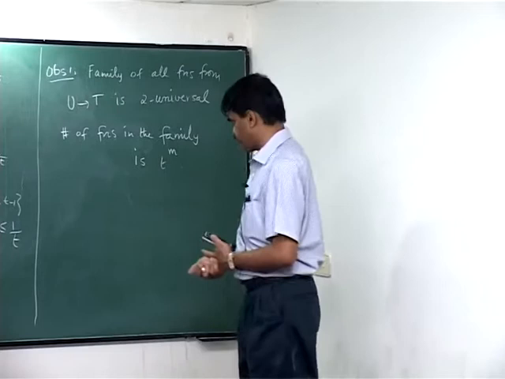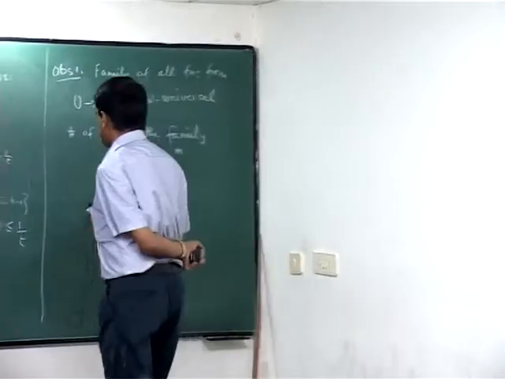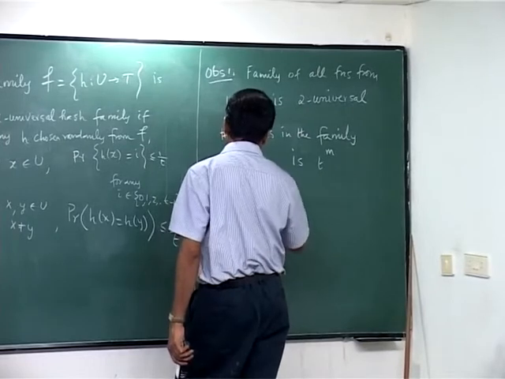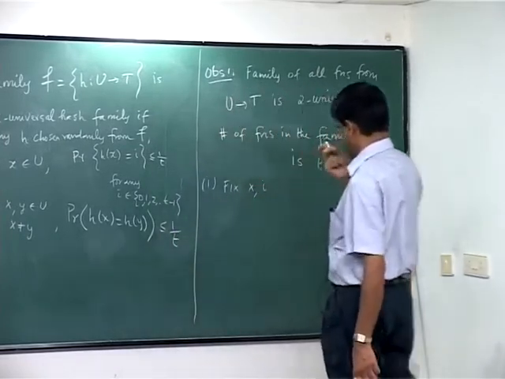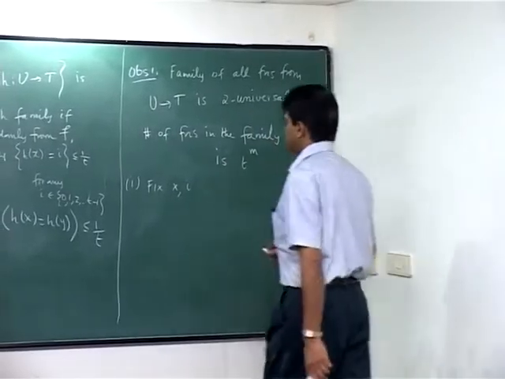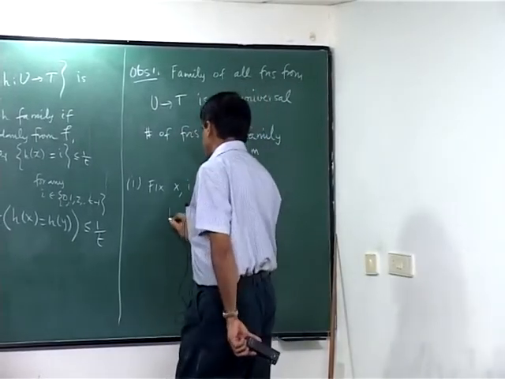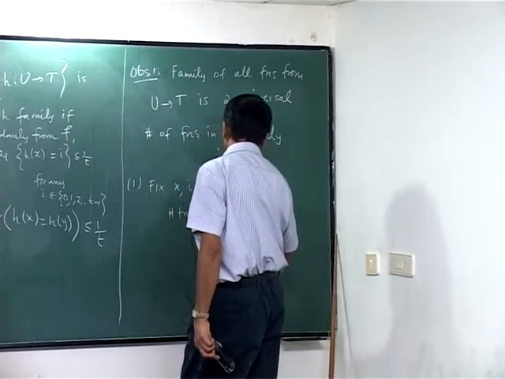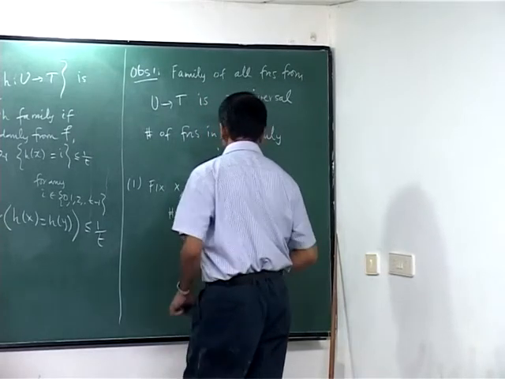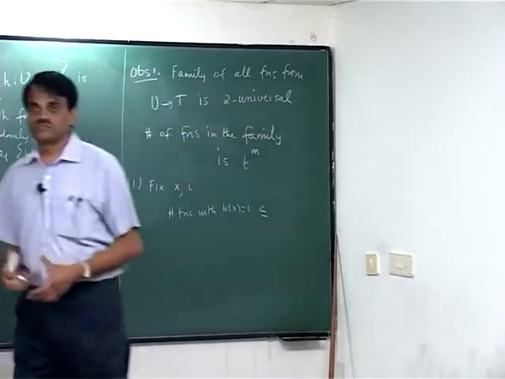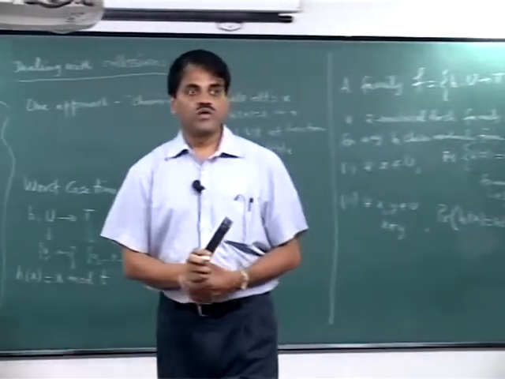Yes. Okay. So let's take the first property we want to show. Fix x and i: some value x in the universe and i some value in the table T. Number of functions with h of x equal to i. How many are there? T power? Why?